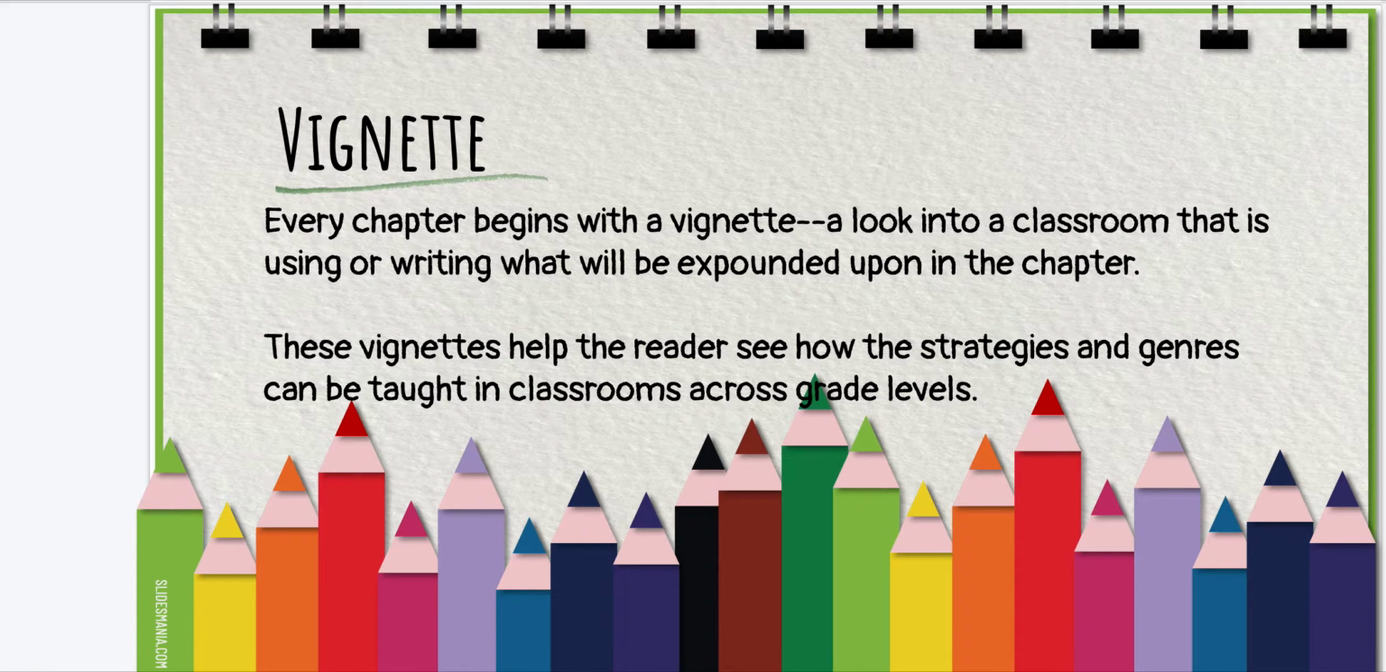What I really like about this book is that each chapter begins with a vignette, which is a look into a classroom that's using or writing what will be expounded upon in the chapter. And these really help the reader see how the strategies and genres can be taught in classrooms across grade levels. So some of them were about kindergarten classrooms, 7th grade classrooms, and everything in between. So it's really interesting as a 4th grade teacher to see into all different grade levels, and how writing can be taught and what students are capable of across grade levels.